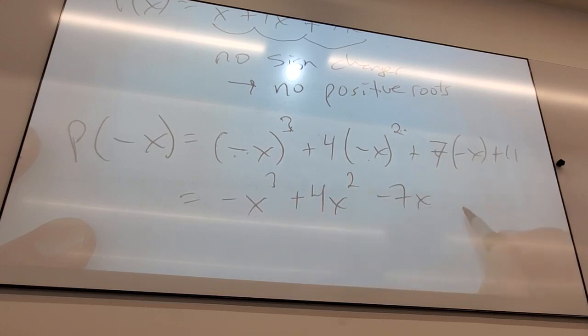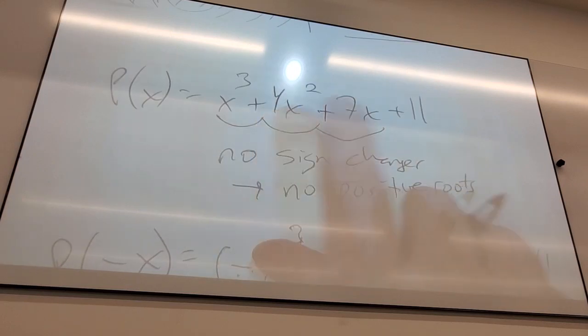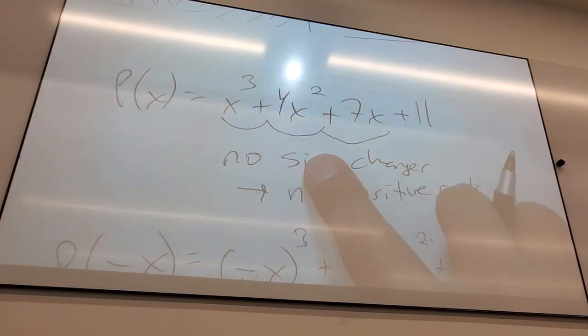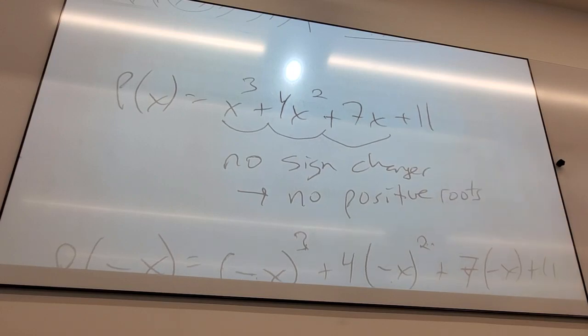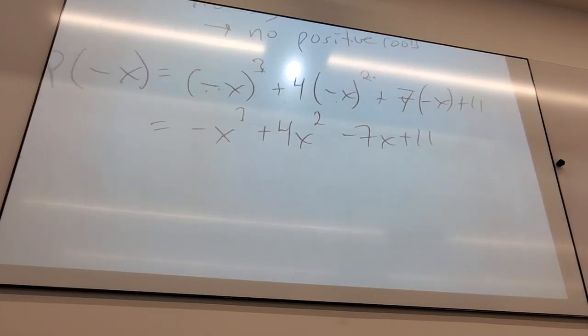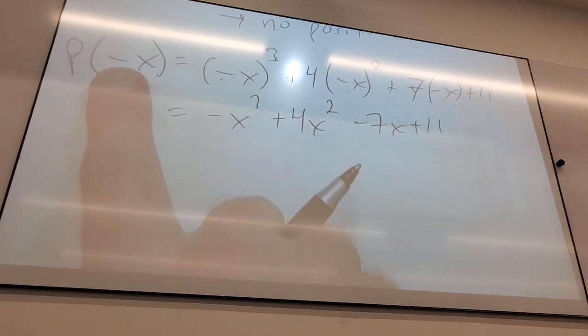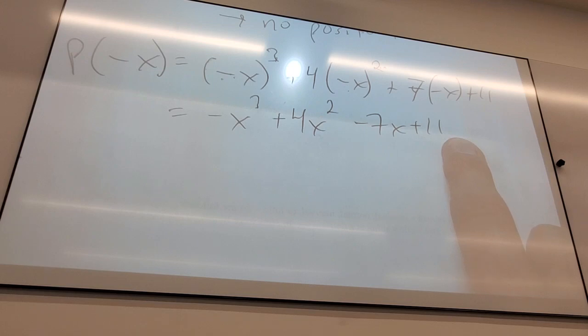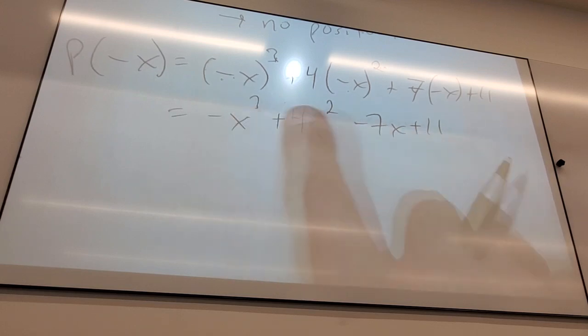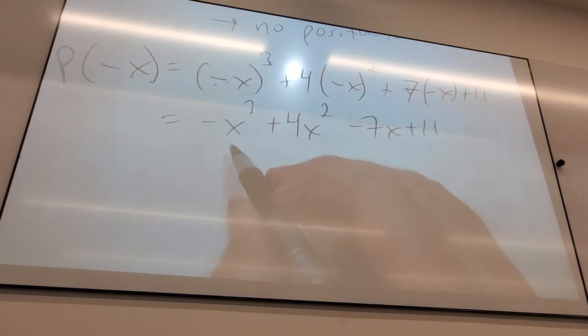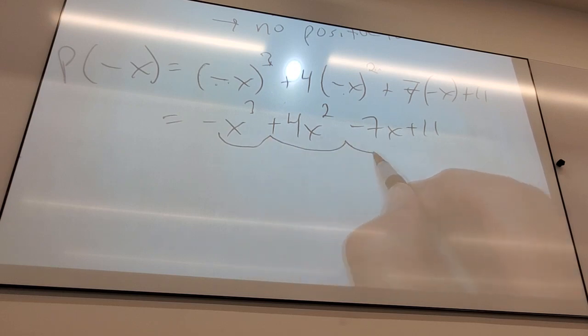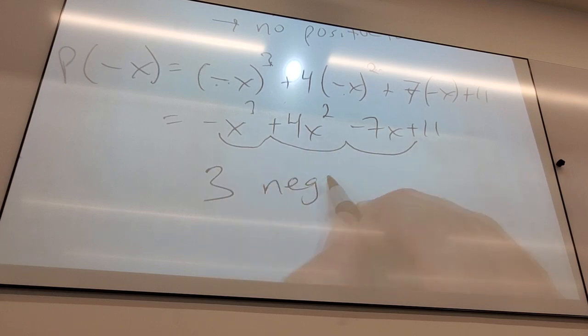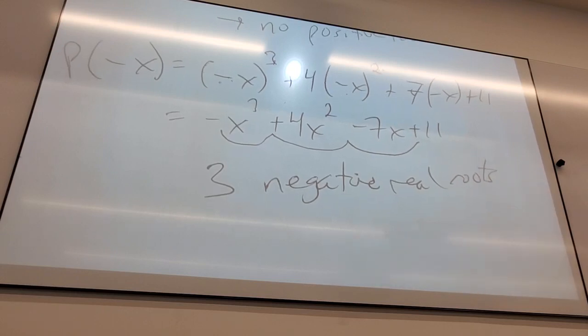So the shortcut is, you just change the sign of all the odd power stuff and keep the sign of the even stuff positive. Same sign. And of course 11 didn't care what x is, because it's just 11. So if I put a negative number in, is it possible for there to be things that make this 0? Yes, because now some stuff could cancel with each other, right? In fact, how many sign changes do we see? 1, 2, 3. So there could be 3 negative real roots.